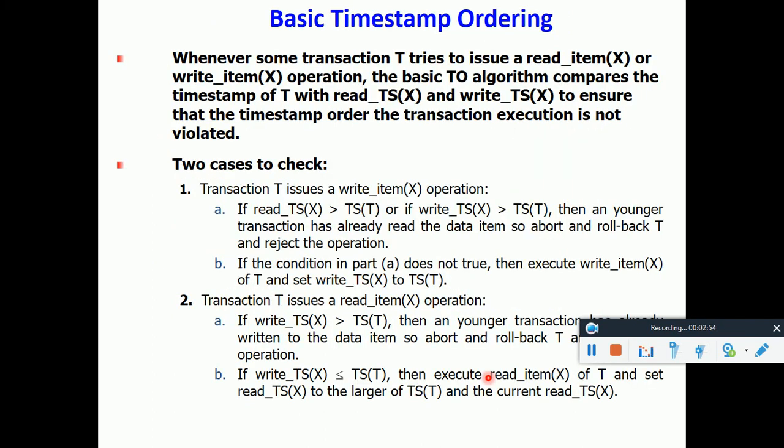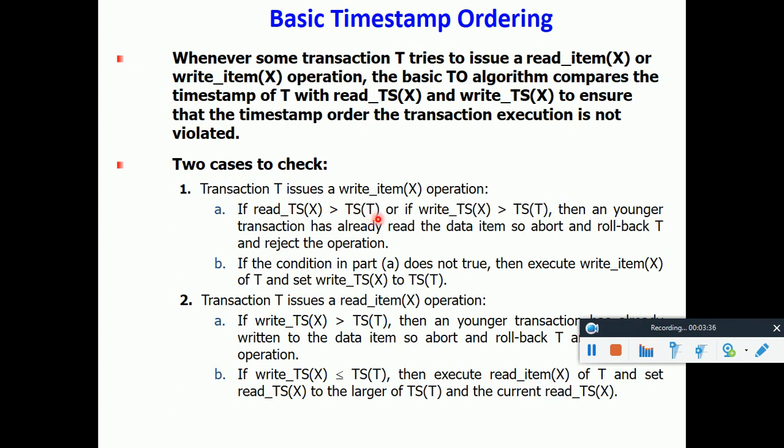Now, the basic timestamp ordering algorithm. Whenever a transaction T tries to read or write a data item, the algorithm checks two cases. In the first case, transaction T issues a write_item(X) operation. As we know, a write operation conflicts with both read and write, so we have to check both the read timestamp as well as the write timestamp to ensure that serializability is not disturbed. The algorithm checks whether the read_TS of X is greater than TS of T.